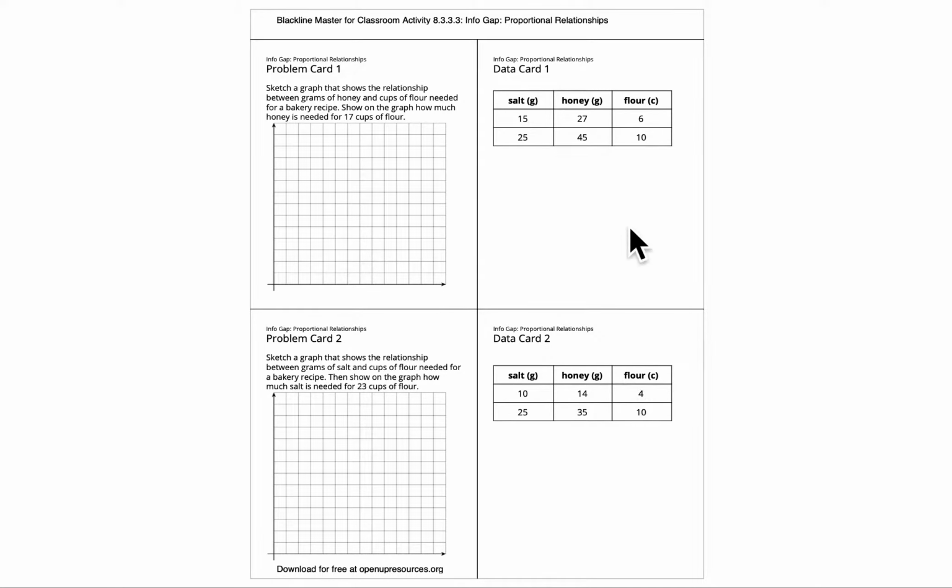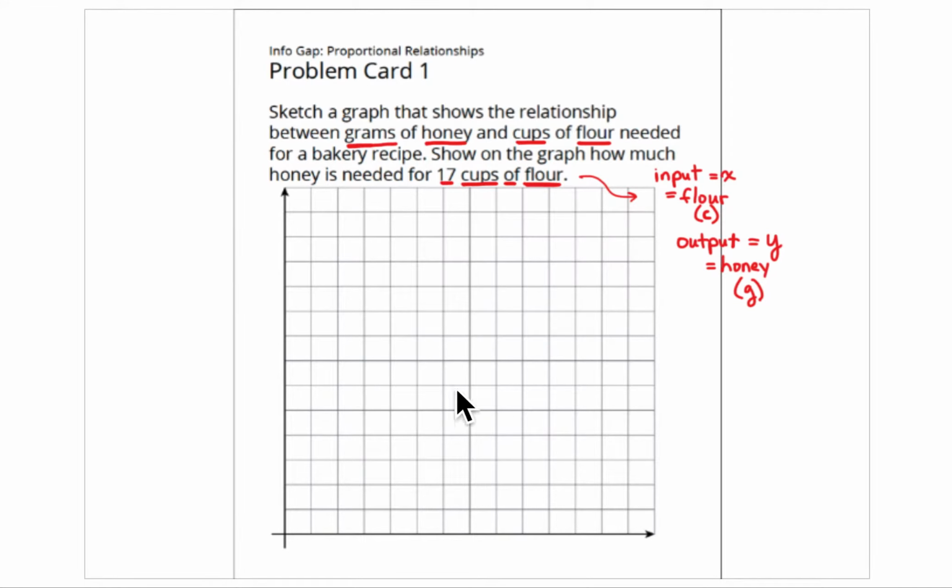They both have to do with flour. One has to do with flour and honey, that's problem card number 1, and the second one has to do with flour and salt, that's problem card number 2. In each case, you're asked to graph a certain amount of either honey or salt based on a given amount of flour. In the first one, it's 17 cups of flour, and the second one is 23 cups of flour. All right, so problem card number 1.